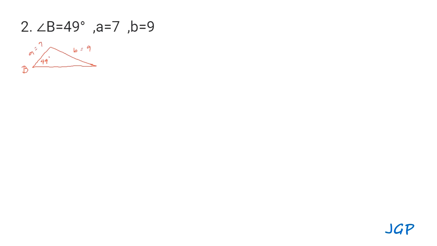Okay, so from that, look at your angle. So, we are given angle B is equal to 49 degrees. And 49 degrees is an acute angle.